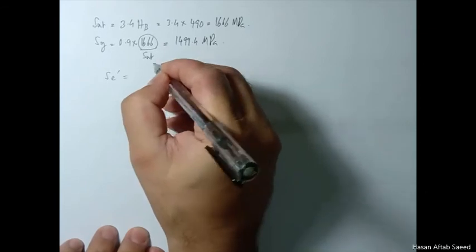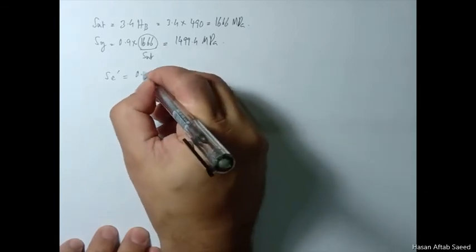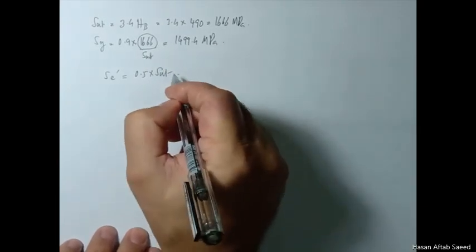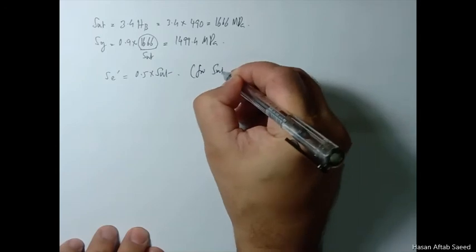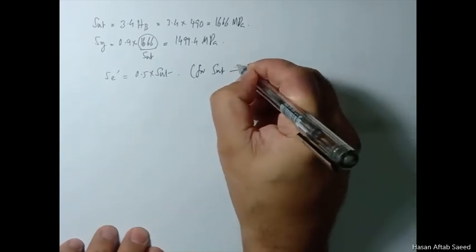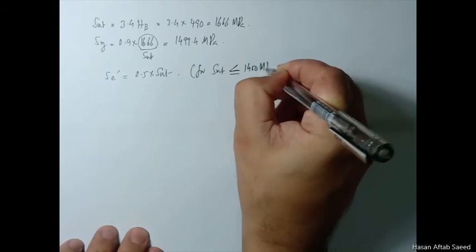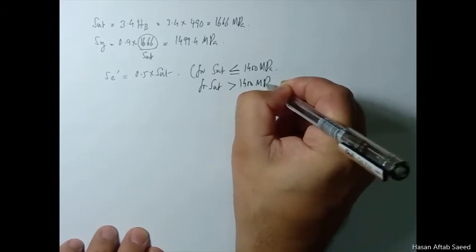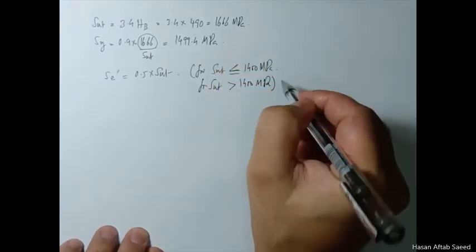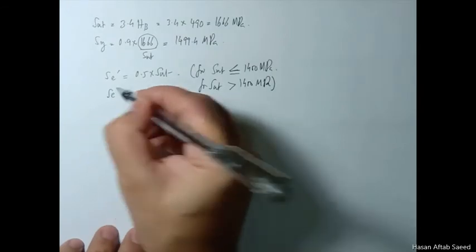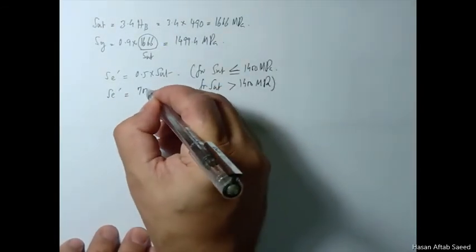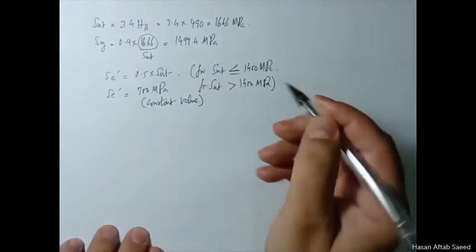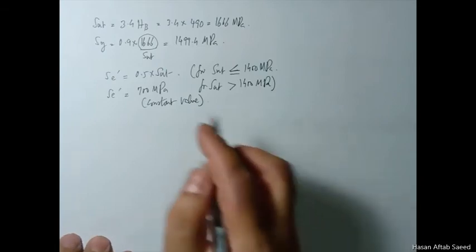SE prime is basically 0.5 into SUT, but this is for SUT less than or equal to 1400 MPa. For SUT greater than 1400 MPa, which is the case here, you simply have SE prime equal to 700 MPa. It's a constant value. You should recall this from our initial lectures. So SE prime is there.